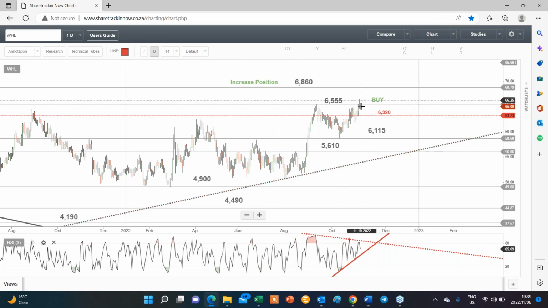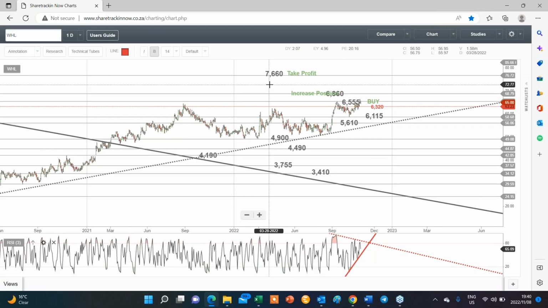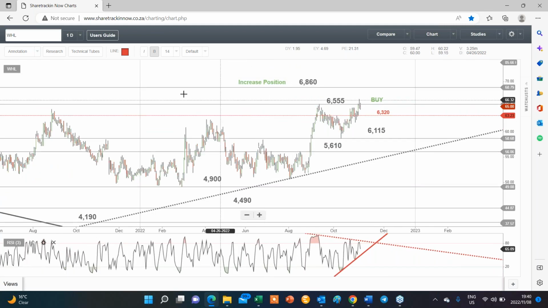So wait for a green candle to form there tomorrow. If no green candle forms, please don't initiate the position. It could fall back to probably 63.20, but if it bounces above 63.20 and trades above that, that would be another rising top, giving us a nice buy signal, with potential upside to 78.60, and then 76.60.